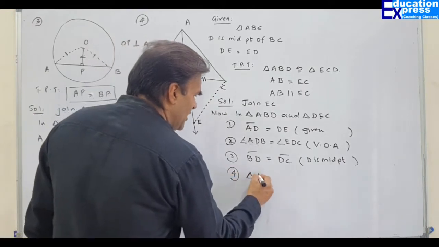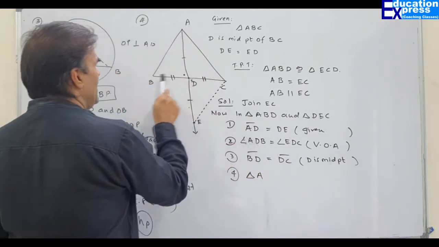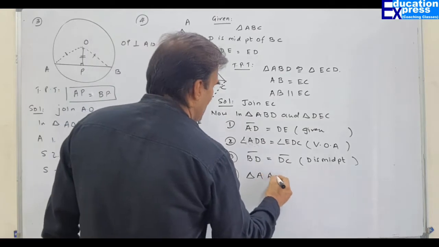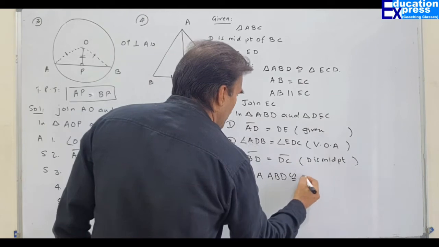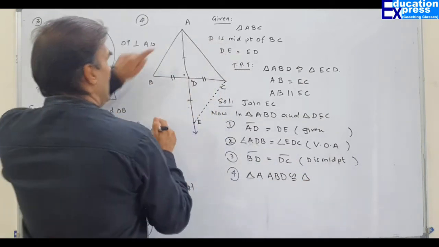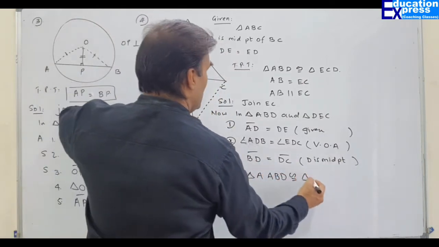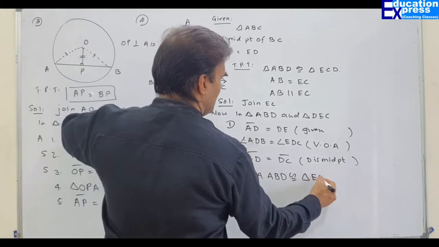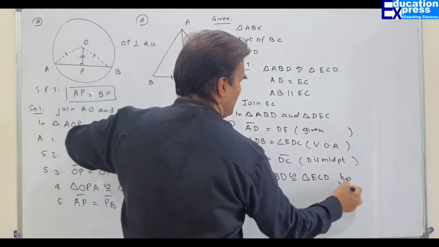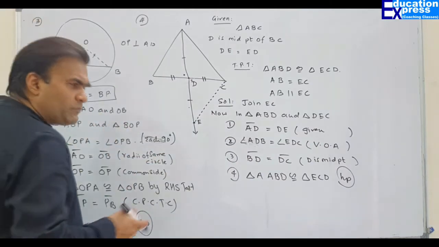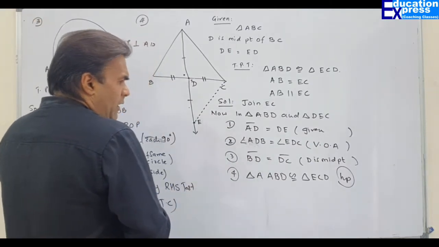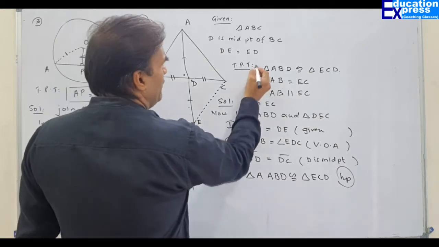So now we can say that triangle ADB is congruent to triangle EDC, where A corresponds to E. Hence proved. This is what they have asked and this is what we have proved. This is the first part of it.